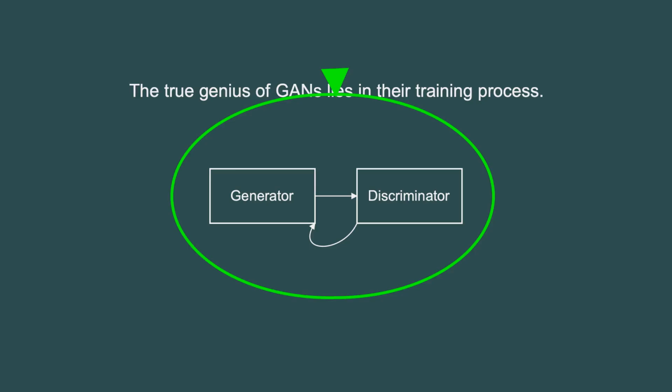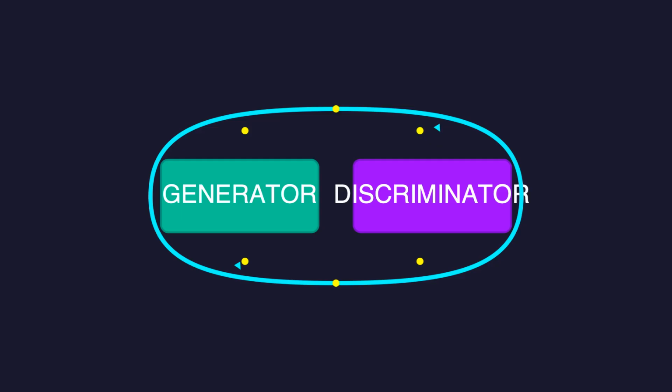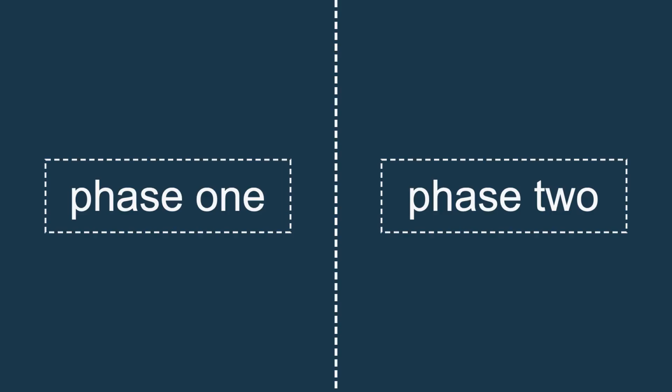The true genius of GANs lies in their training process. It is not sequential. It is an adversarial loop where both networks continuously improve by trying to outwit each other. Let us break down the training cycle into two alternating phases. Phase 1, training the discriminator.